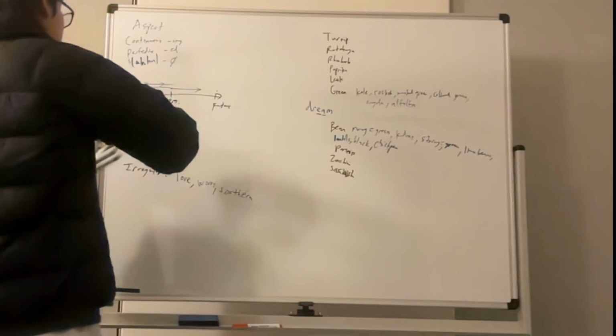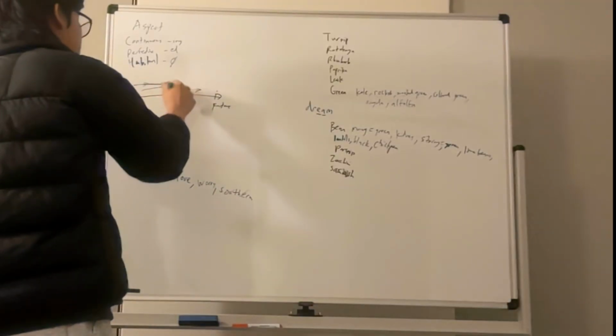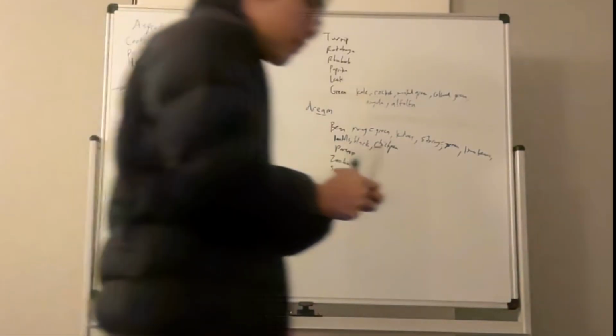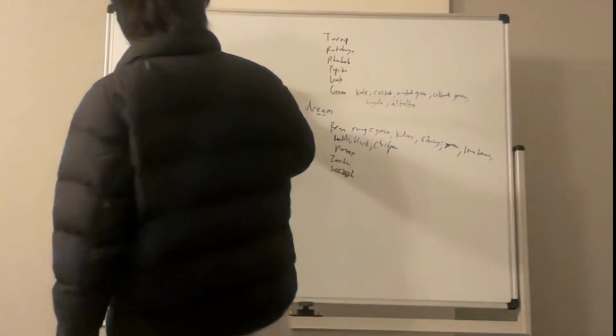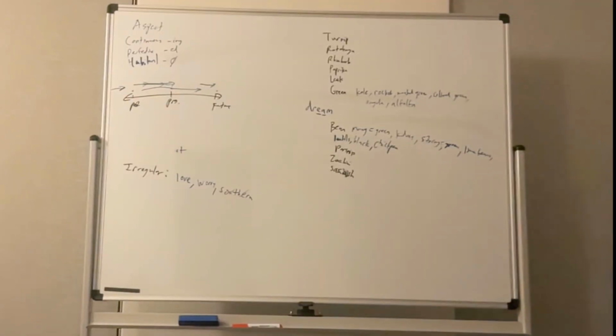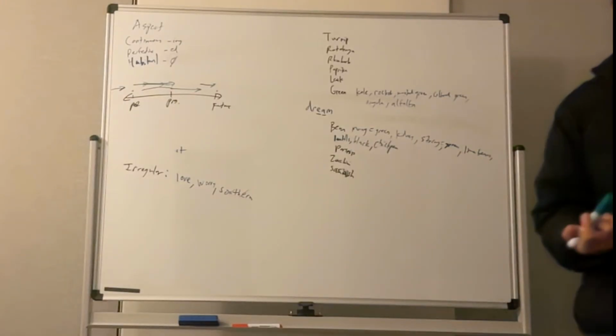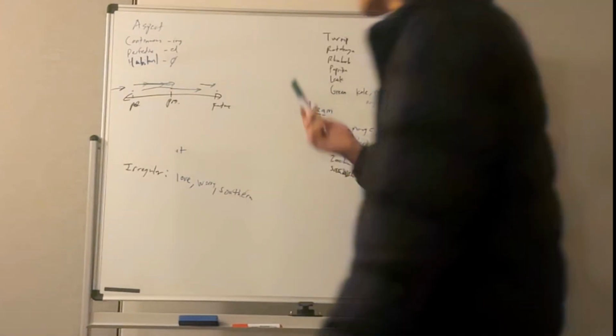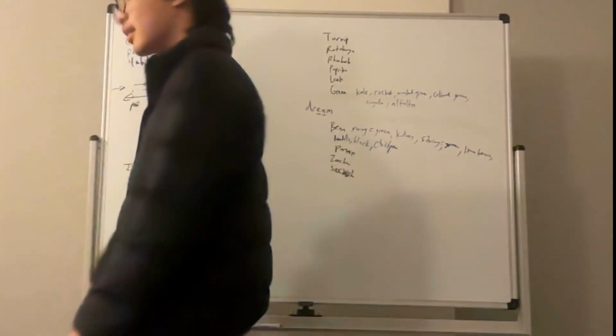So, I am no longer helping him. But I will be helping him in the future. Right? But that's not all, because you can also combine the continuous and perfective aspects in English. What does this mean?